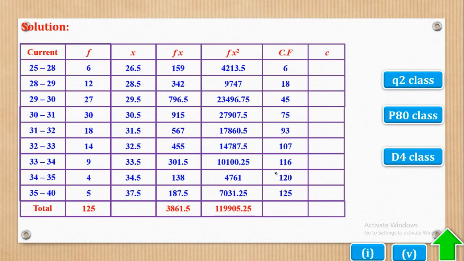The next will be class width. So class width, we get it from class boundary. So this minus this gives you 3, this minus this gives you 1, and so on, with 1 for each of the middle classes, and the last gives you 5. Okay, so we have generated our table and we can now go ahead to answer the questions.